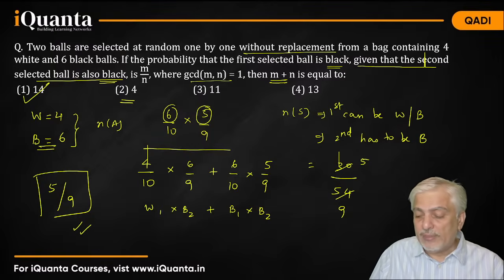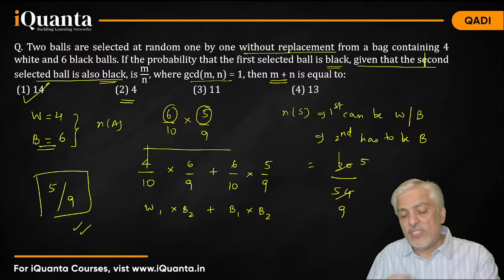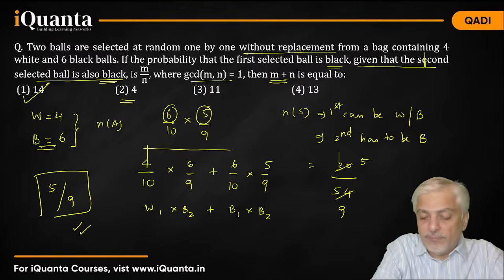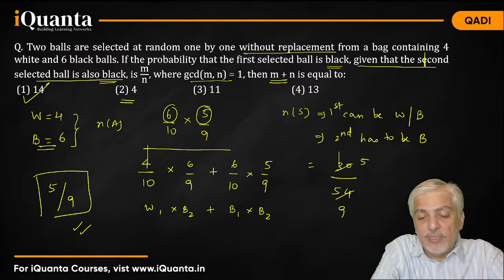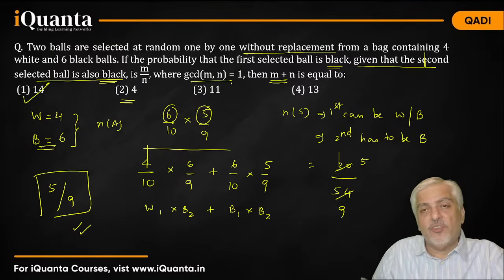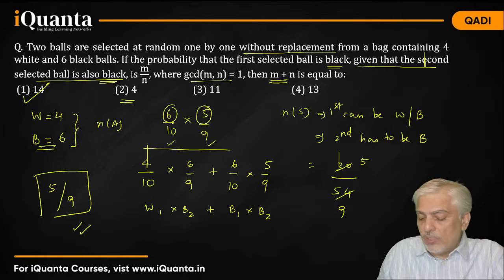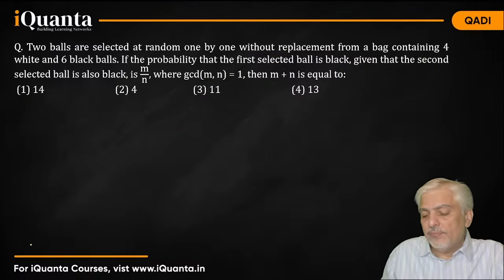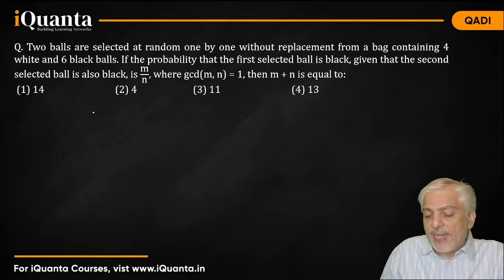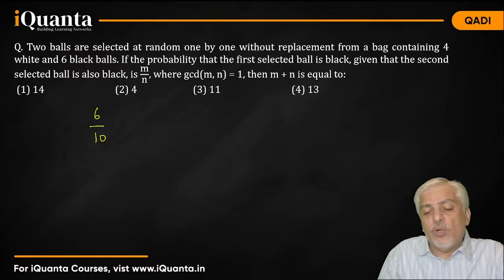Very, very important part. Given that the second ball selected has to be black. Why are we multiplying by 5 by 9 in the numerator? Yes, pay attention. I want the first ball to be black and the second ball to be black. So 6 by 10 multiplied by 5 by 9. Let's go through it one more time. I want the first ball to be black. There are 6 black out of 10. And I want the second ball also to be black. That means 5 out of 9. It was without repetition. So the answer is 30 upon 90.